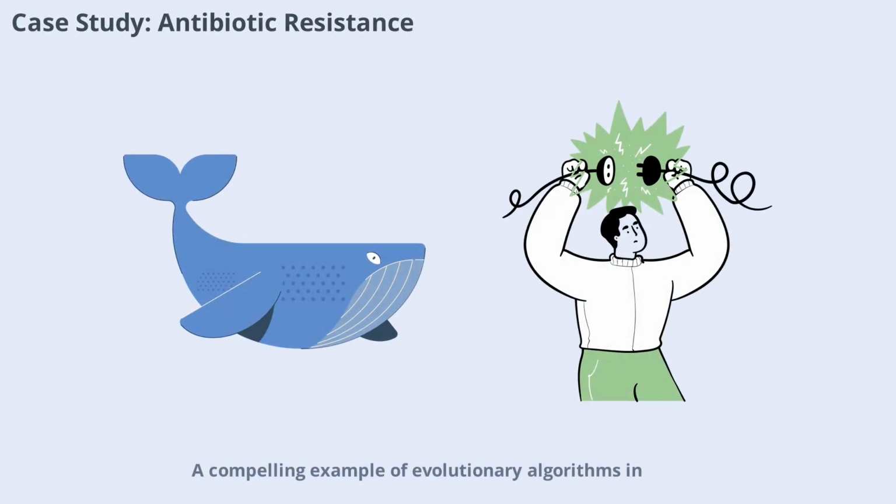A compelling example of evolutionary algorithms in action is the study of antibiotic resistance. Researchers use these algorithms to model how bacteria evolve resistance to drugs, predicting which genetic mutations are most likely to occur. This information helps guide the development of new antibiotics and strategies to combat resistance, addressing a critical public health challenge.